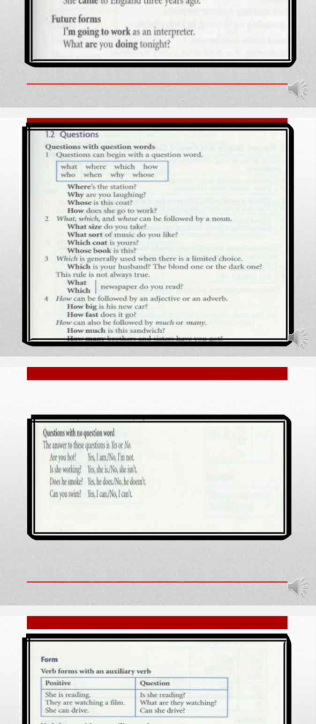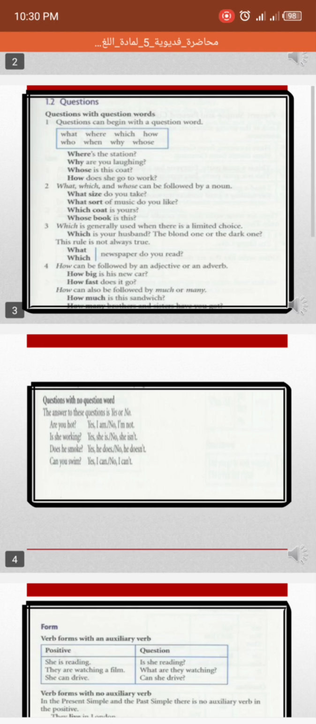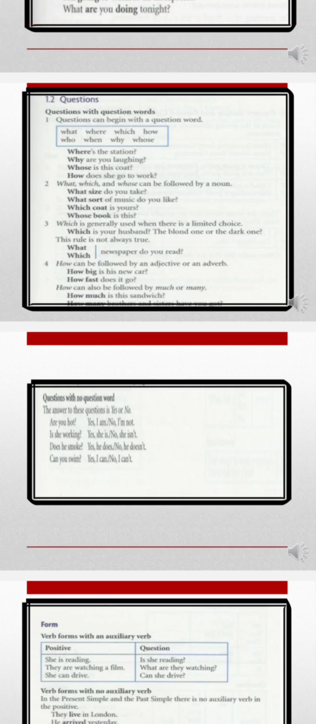2. What, which, and whose can be followed by a noun. For example, what size do you take? Which sort of music do you like? Which coat is yours? Whose book is this?